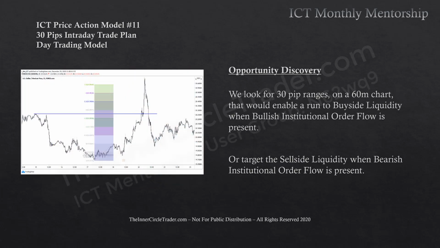Opportunity discovery. We're going to be looking for 30 pip ranges. Now, what do I mean by that? We're going to be looking for the probability of delivering a expansion that would cover over 30 pips, allowing us an entry to exit with a favorable 30 pip range. And we're going to be looking for that on a 60-minute chart that would enable a run to buy side liquidity when bullish institutional order flow is present, or target the sell side liquidity when bearish institutional order flow is present.